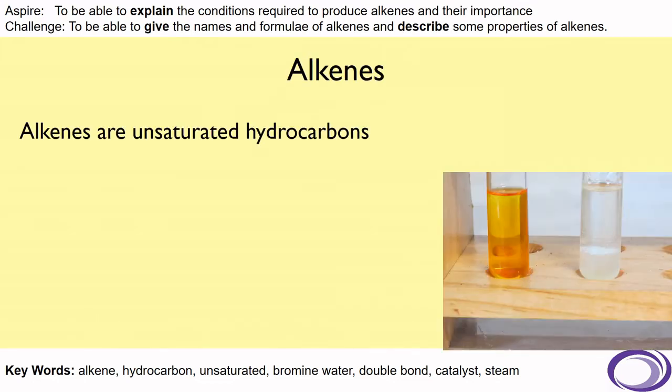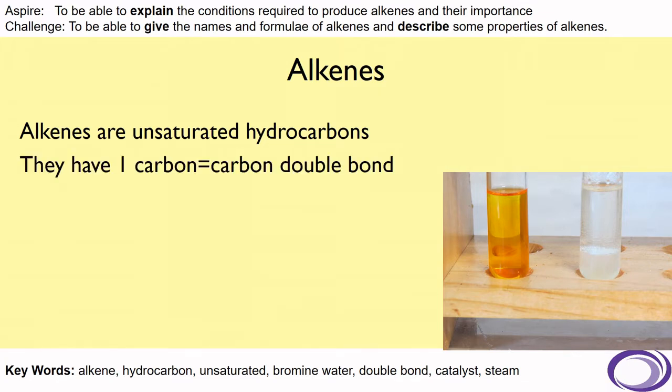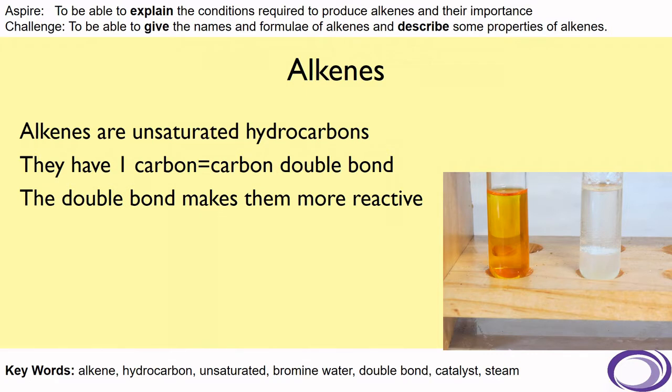Now, alkenes are unsaturated hydrocarbons. They have one carbon to carbon double bond, and the double bond makes them more reactive. So you can see on the screen there is a test for alkenes in which we add bromine water, and the bromine in that bromine water reacts with the double bond and then becomes colourless, whereas if you reacted bromine water with an alkane, it would stay that orange colour. So that's how we can test to differentiate between these molecules.